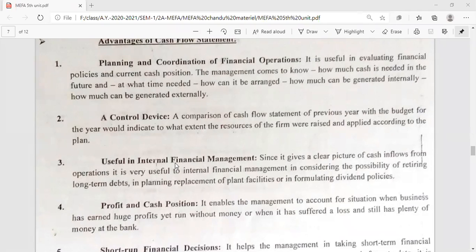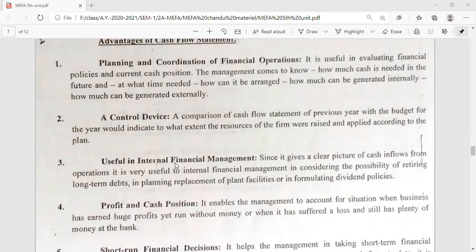Such as you can see possibility of retiring long-term debts, and planning the placement of planned facilities, or in formulating dividend policies. All this, okay, all these are useful in internal financial management, right?